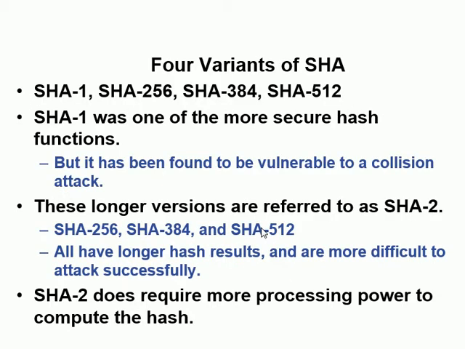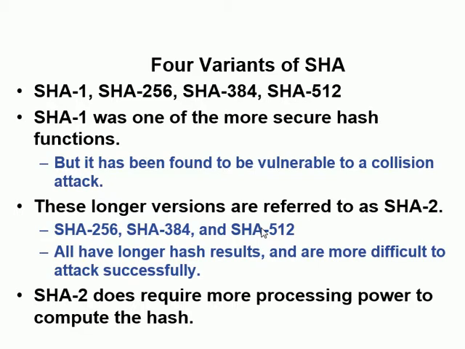There are 4 variants of SHA. There's SHA-1, and your book talks about SHA-256, 384, and 512. So SHA-1 was one of the more secure hash functions, but it has been found to be vulnerable to collision attack. It's not common, and I wouldn't run away from SHA-1 just because it's vulnerable to a collision attack. It is very, like I said before, it's very difficult to do, and they're not very common. So for most purposes, if you're doing VPNs and things like that, I think SHA-1 can be trusted.